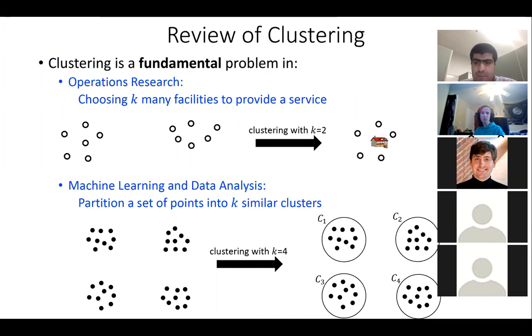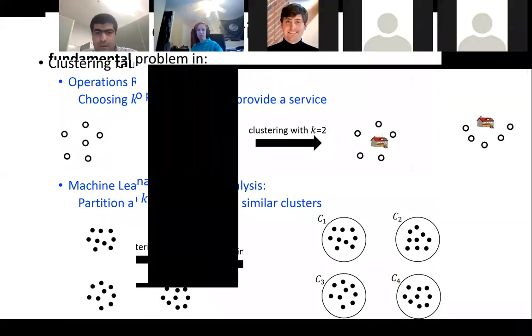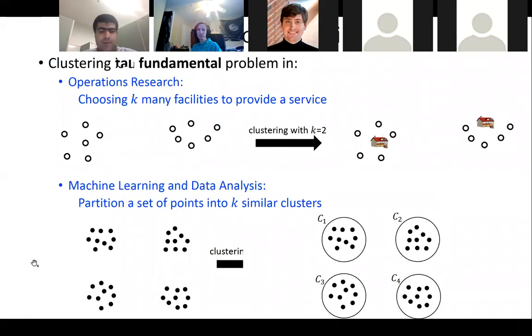So, for example, in operations research, you have a collection of clients and K-many facilities which you wish to place, and you're supposed to place them in such a way that you minimize the clustering cost. In machine learning, you basically have a data set and you wish to cluster in order to reveal some patterns, such as the four well-separated clusters in this example.